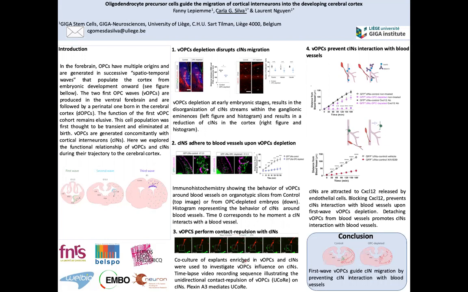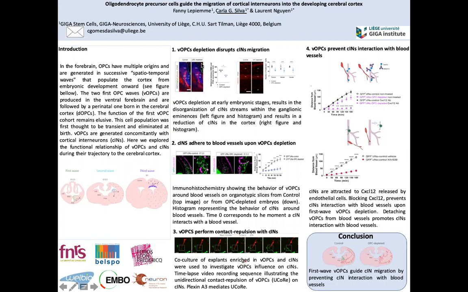While the function of the third wave OPCs is more clear, we don't have much information about the functional significance of first and second wave OPCs in the brain. In this work, we showed that these ventrally generated OPCs from the first wave lead to a disruption in cortical interneuron migration, as you can see here in these images.